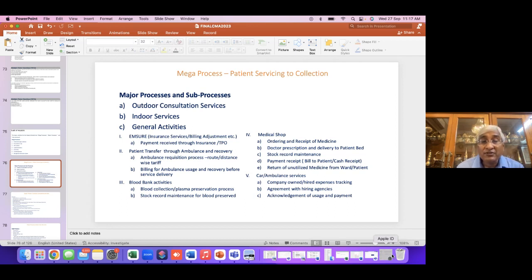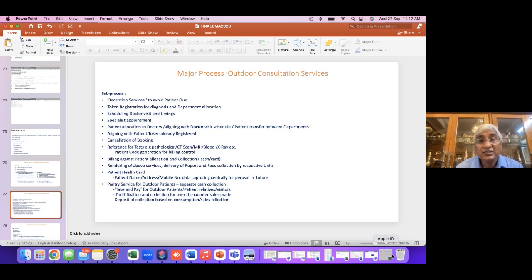The ambulance service I have already covered just now. Then the other sub processes for the outdoor consultation services, like reception services to avoid patient queue, because maybe there are certain good doctors, famous doctors, or doctors for very critical diseases. Those doctors may be available for a certain period of time. Within that time window, there may be enough patients and the doctor or doctors should be in a position to cater to the requirement of those patients.